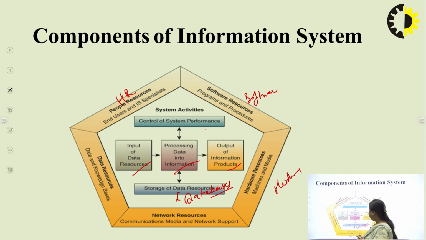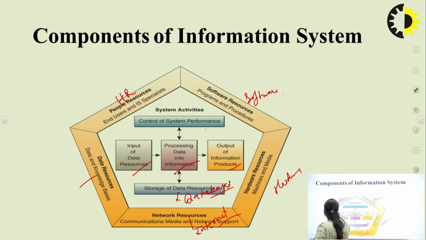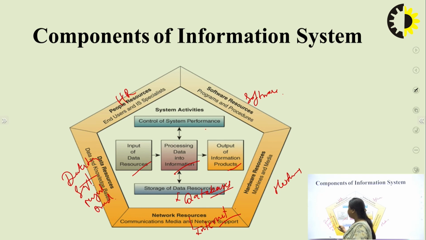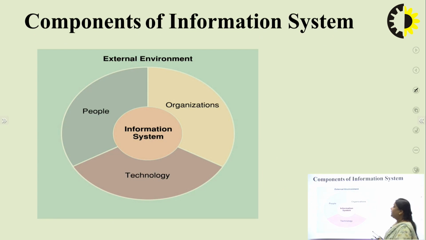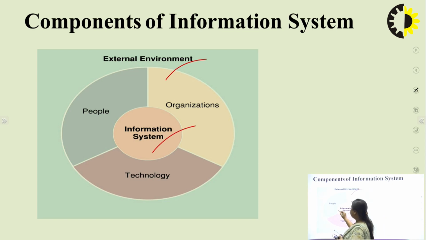Network resources are the medium through which one system communicates with another system, that is, through the internet. This is the major part of the communication medium. Data resources means databases like SQL, MySQL, Oracle; all of these are examples of databases. We can see that there is an external environment, and how an information system works. It connects people and organizations, and it makes use of technology.